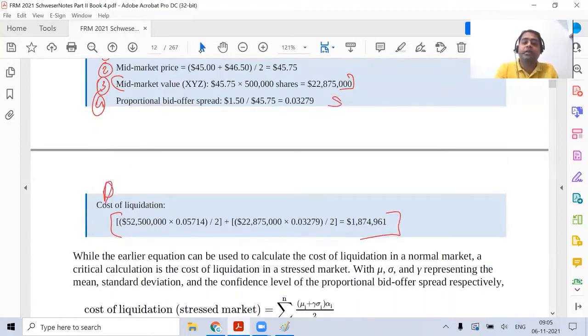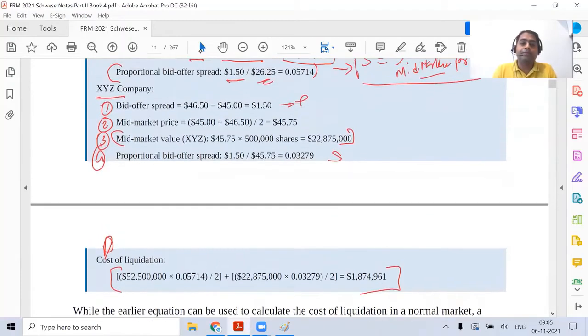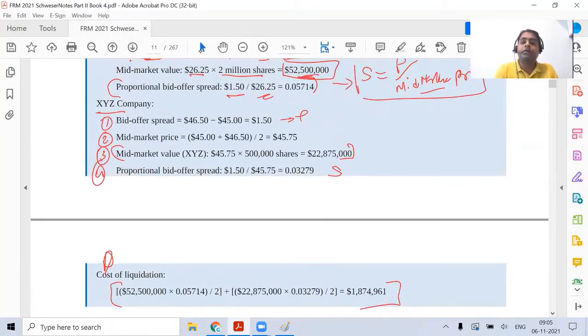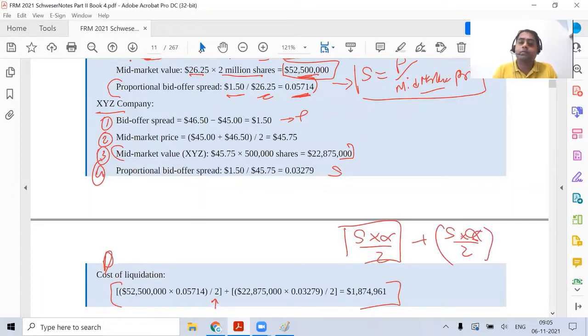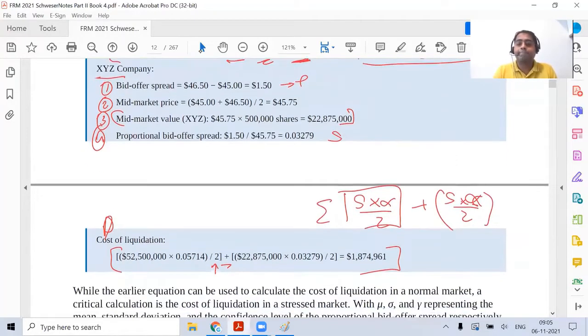Now look at this part. This is the main crux of the topic or the chapter. Over here, they've used this number, which is the ABC asset mid market value. They are multiplying it with the proportional bid ask spread, and they're dividing it by 2. This was nothing but your S into alpha divided by 2. This was for the first asset. Similarly, we are doing it for the second asset. We are adding it. Hence the formula was summation.